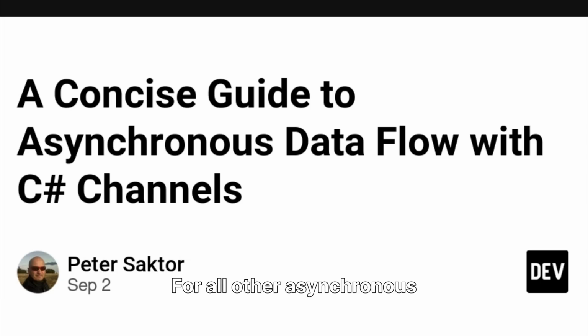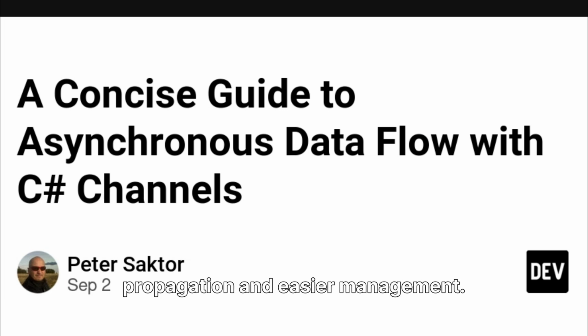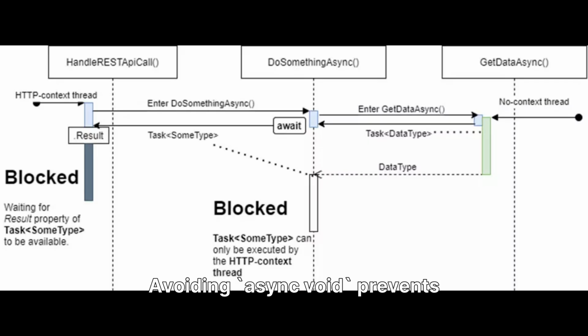For all other asynchronous methods, it's best practice to use async Task for methods without a return value or async Task<T> for those that do. This ensures proper exception propagation and easier management. Avoiding async void prevents difficulties in exception handling, as exceptions thrown in async void methods are often lost, and mitigates the potential for deadlocks, especially in UI contexts.